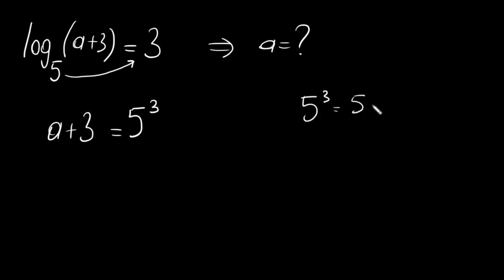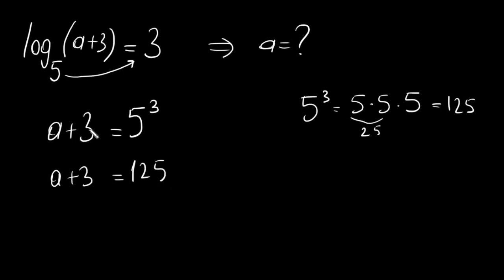It's 5 times 5 times 5. So 5 times 5 is 25. And 25 times 5 will give us 125. So 125 is a plus 3. A plus 3 is 125. And I can subtract 3 from both sides. Then a is going to be 125 minus 3, 122. 122 is the answer for this problem.